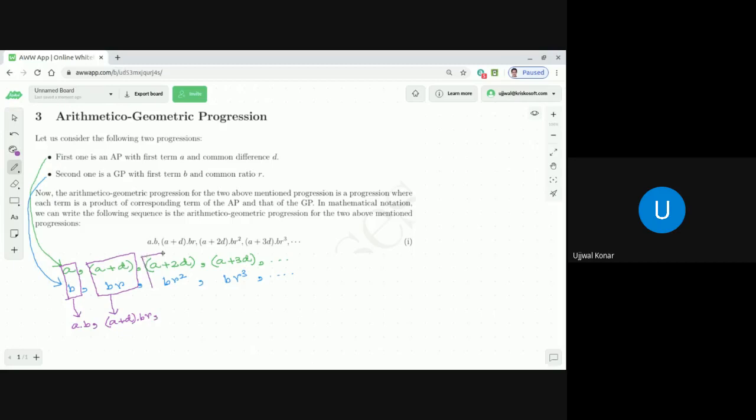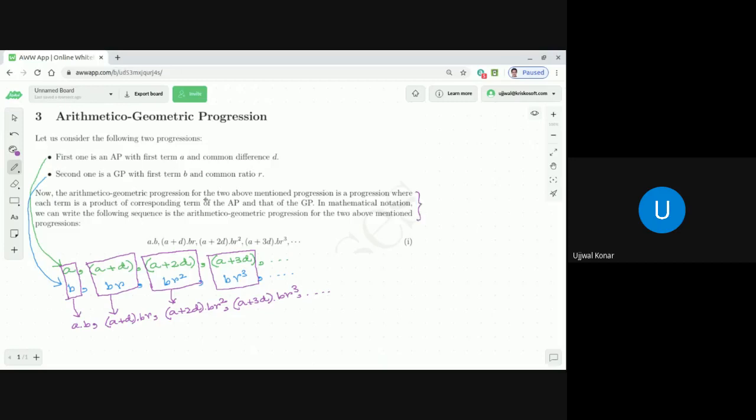Third term will be the product of the third term of the AP and the third term of the corresponding GP. So that becomes A plus 2D into B into R square. Then the fourth term will be the product of the fourth terms of the corresponding AP and GP. That is A plus 3D into B into R cube. Got it? Clear or not clear? So this kind of progression is called Arithmetico-Geometric Progression.